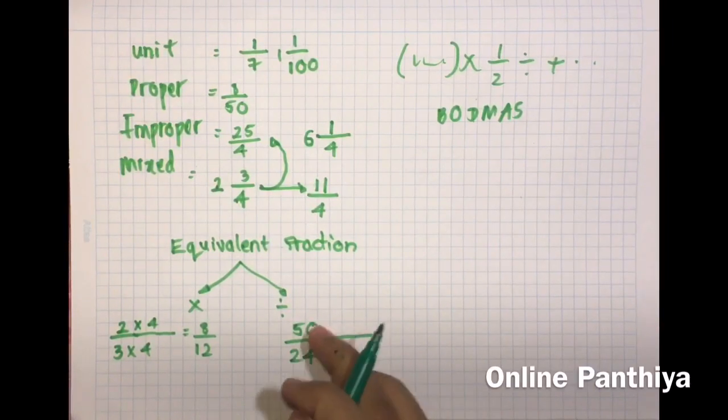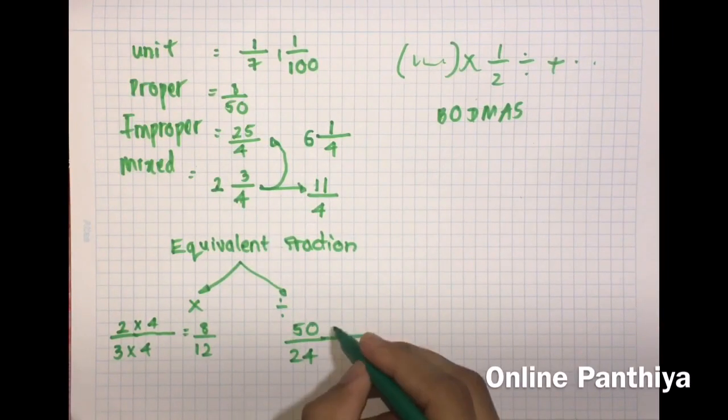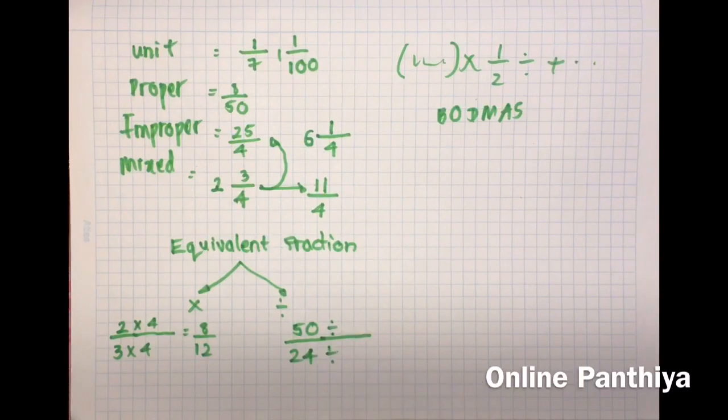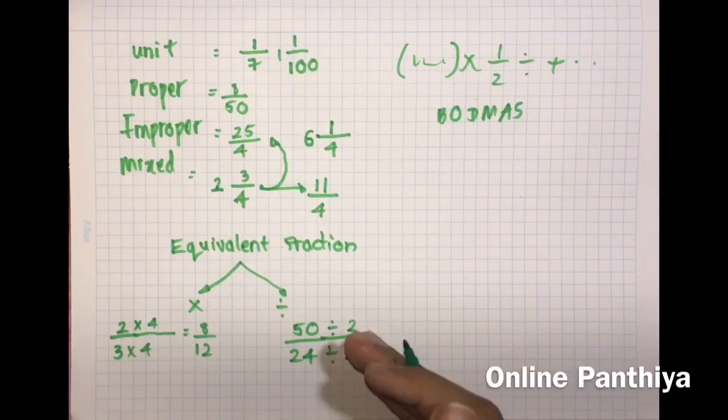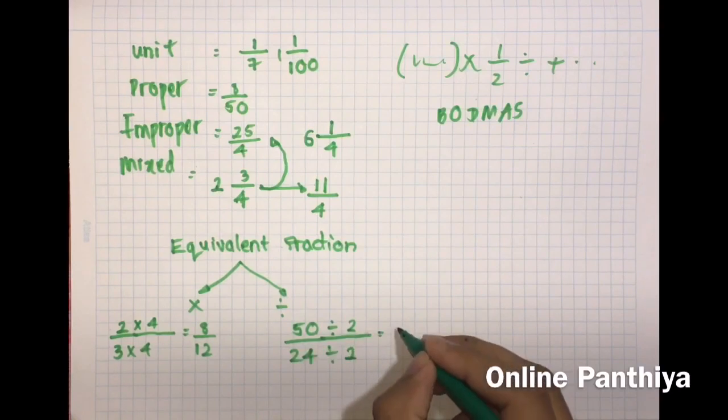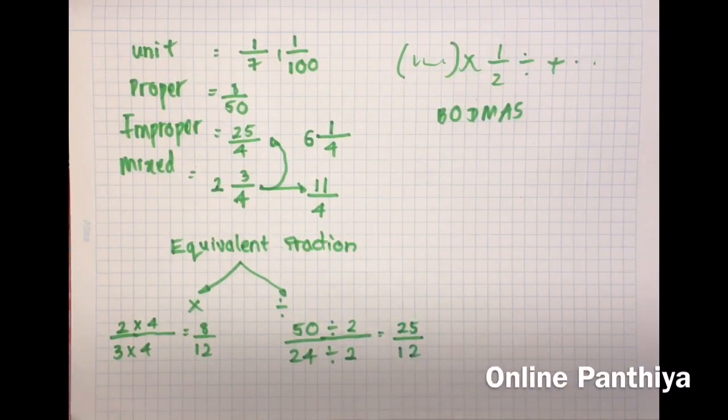Now see, these are bigger numbers, and both of these numbers are divisible by a common number. Let's take 2. So even this is divisible by 2. Both should be divisible by the same number. You cannot change it, okay? Therefore 50 divided by 2 is equal to 25. Here you get 12. Okay?